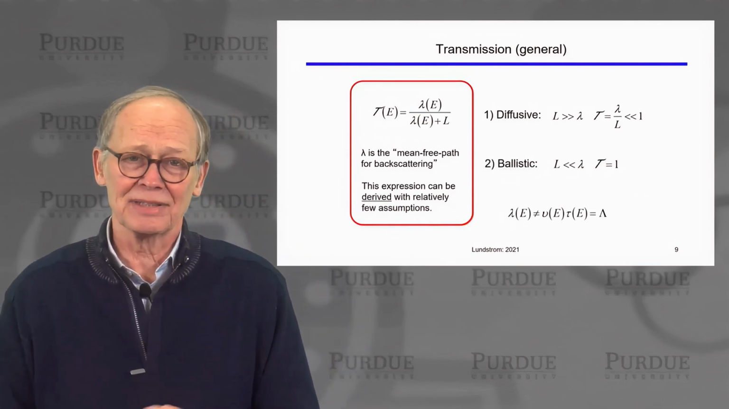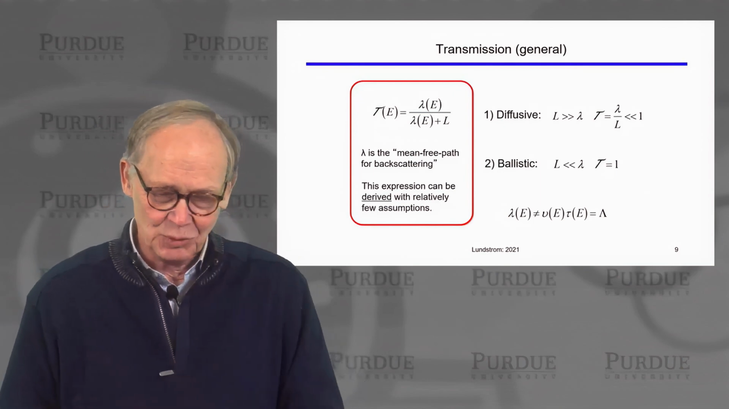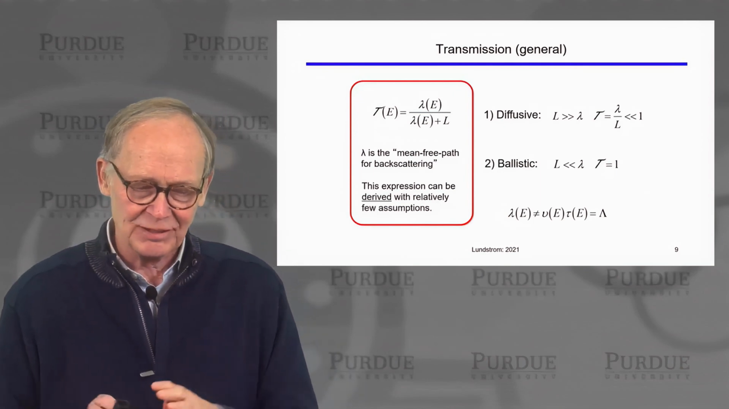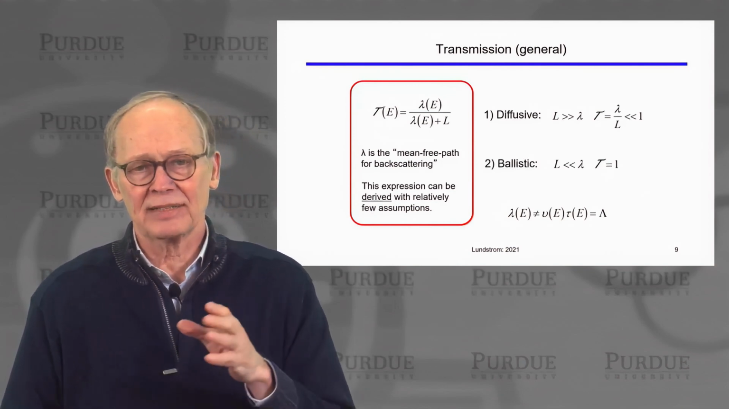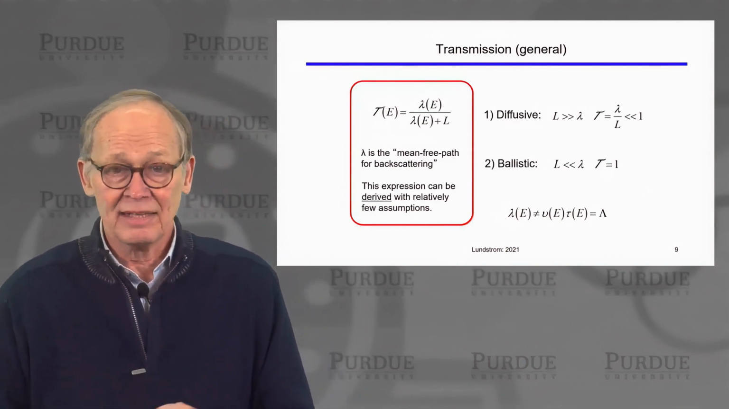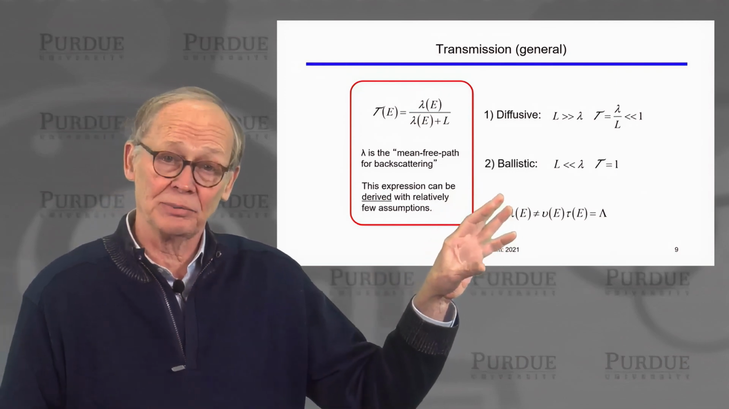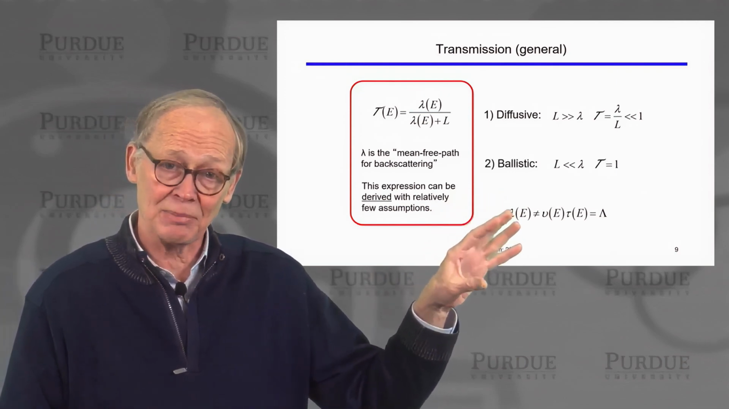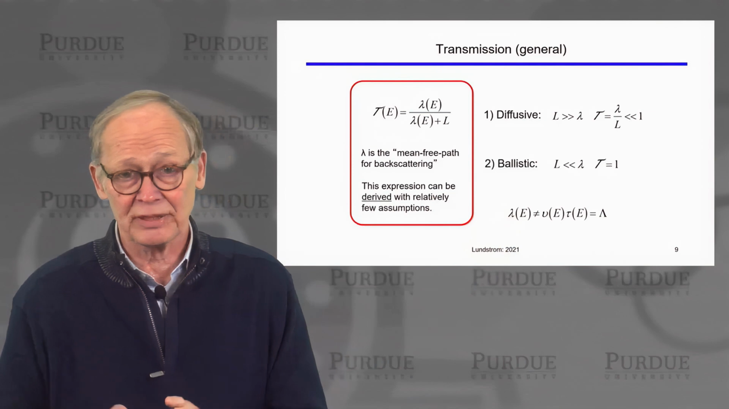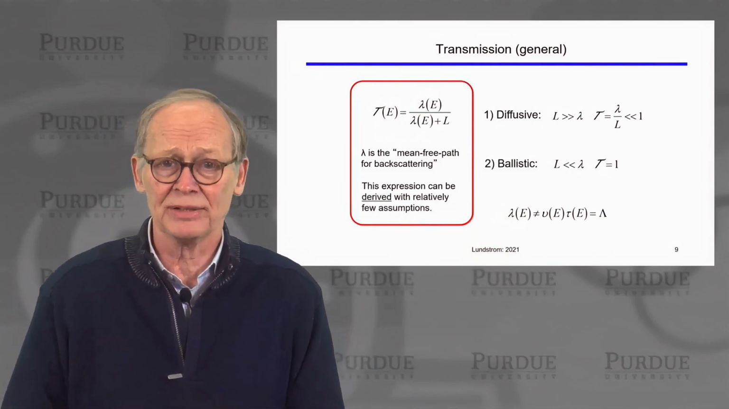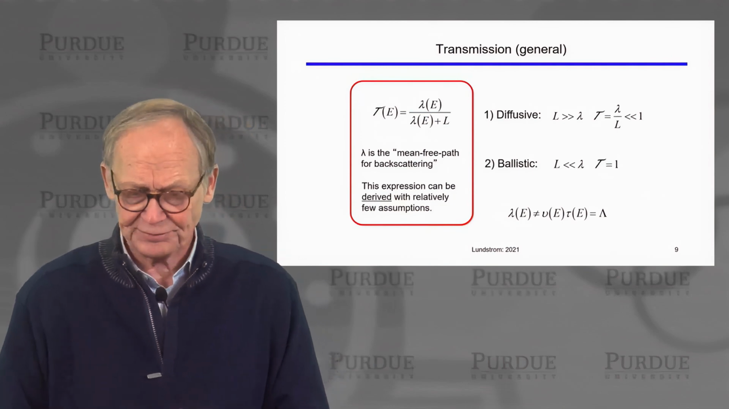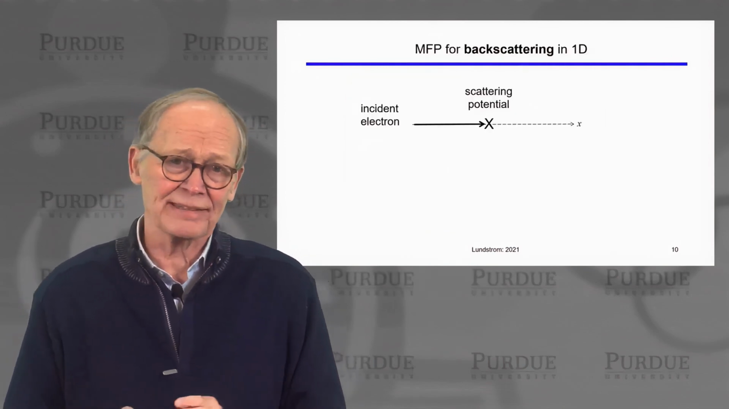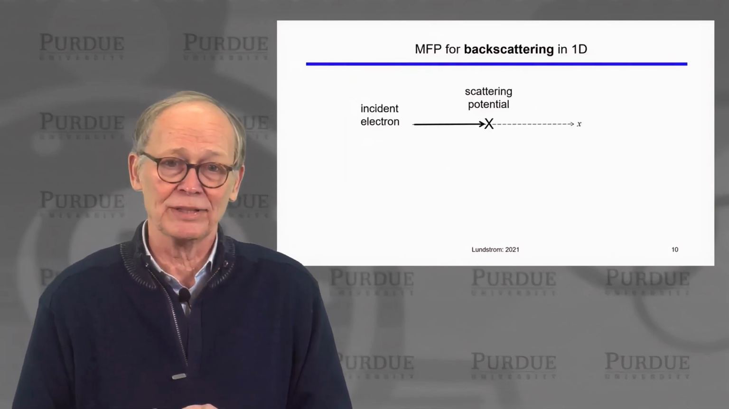I do want to point out one subtlety that we need to be aware of: the mean free path is not simply the velocity times the scattering time. That is what is often called the mean free path. We'll denote it by a capital lambda, and that's a perfectly good mean free path, but it's not the one that we need here for discussing current flow. I can illustrate that in a simple example in one dimension.